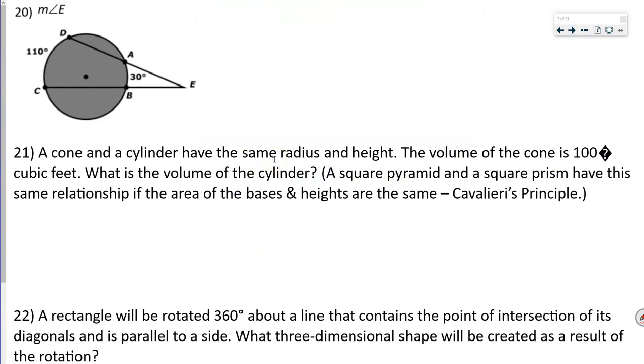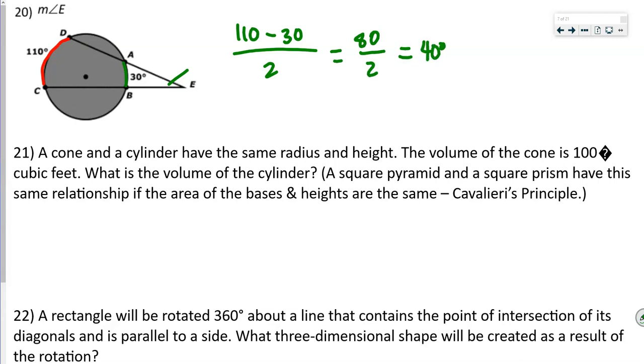Number 20, again, we got outside arc minus inside arc. So we got outside arc here minus our inside arc there, divided by 2 is going to be equal to the angle E right here. That's what they're asking us for. So we're going to do 110 minus the 30 divided by 2. 110 minus 30 is 80. So this is 80 divided by 2, which is 40 degrees.